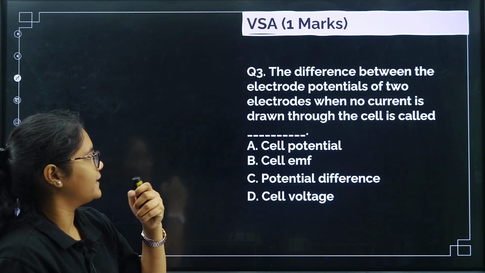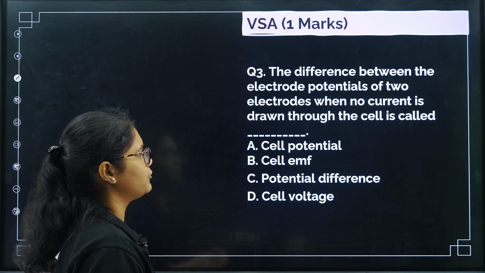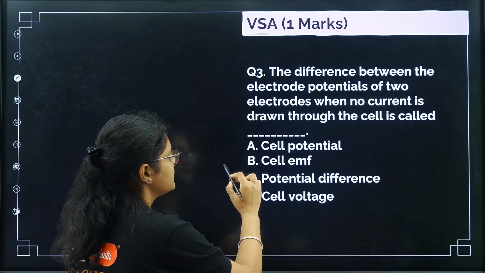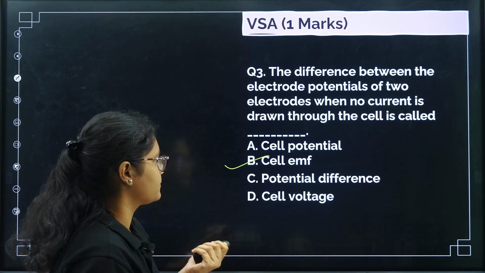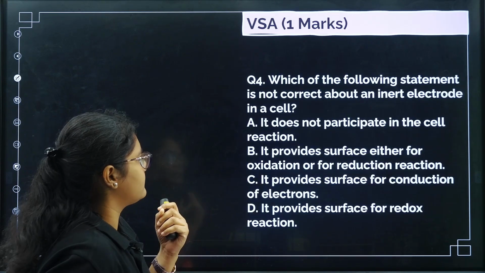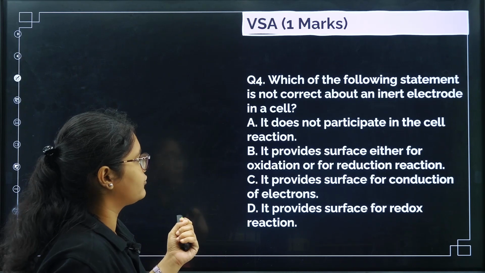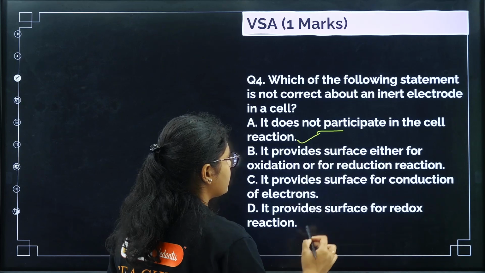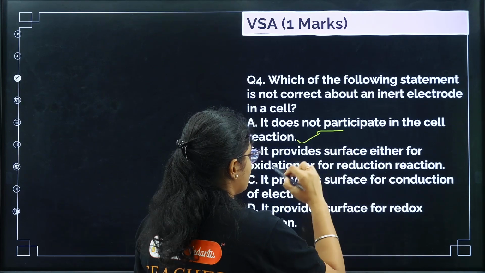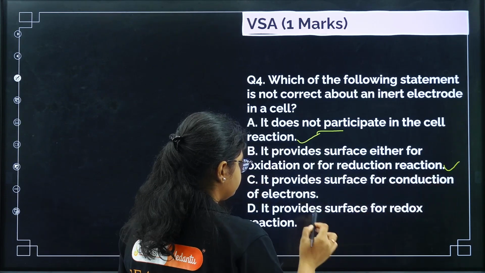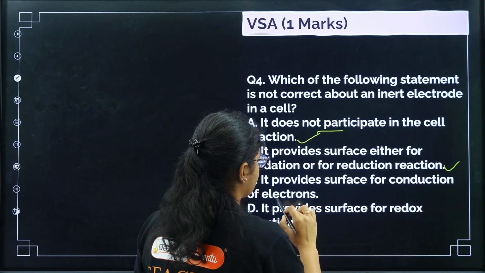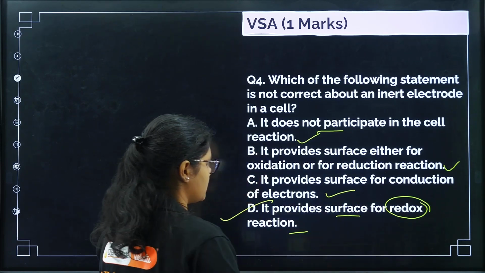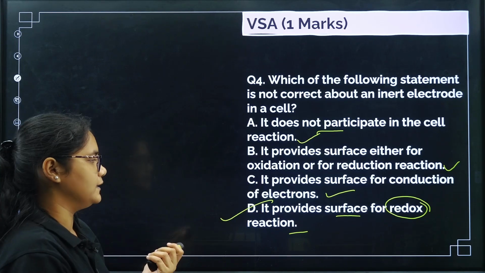Next, the difference between the electrode potentials of two electrodes when no current is drawn through the cell is called the cell electromotive force. Which of the following statements is not correct about the inert electrode in a cell? Inert electrode does not participate in the reaction, correct. Provides surface either for oxidation or for reduction, correct. Provides surface for conduction of electrons, correct. Provides surface for redox reaction? No, it doesn't take part in any reaction. So option number D here.